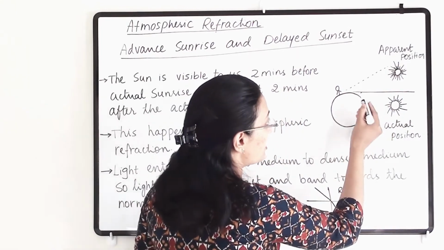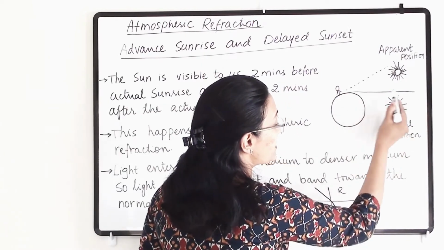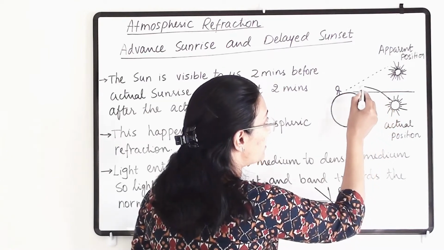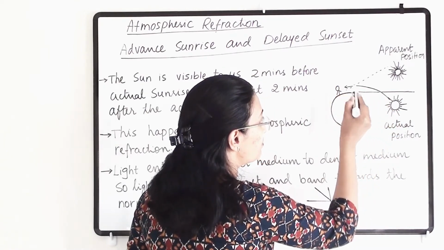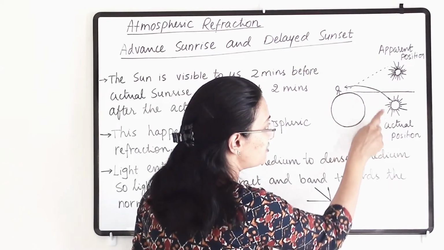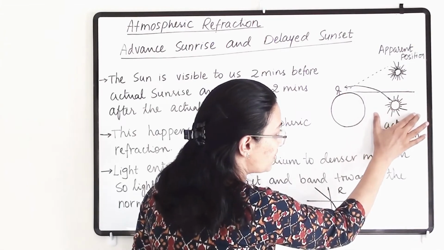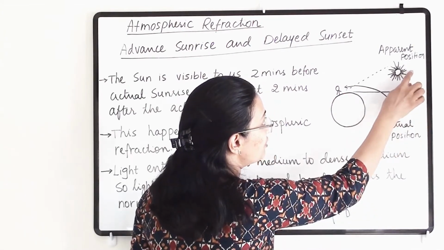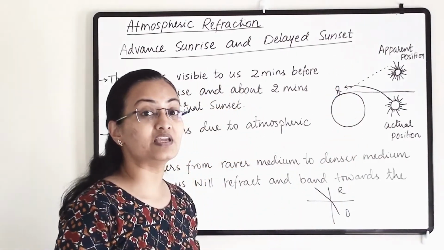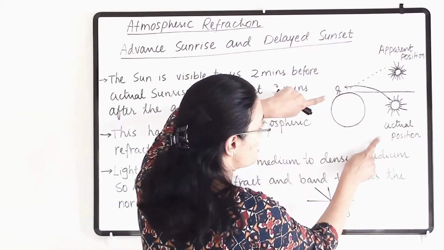So here, if we consider this horizontal line as the horizon, then this light ray will come like this, and we will be able to see the sun after sunset and before sunrise. After sunset and before sunrise, the sun is just down below the horizon. Even though, we'll be able to see it, and this is the apparent position. Apparent position means where we can see it. So this is the apparent position and this is the actual position.